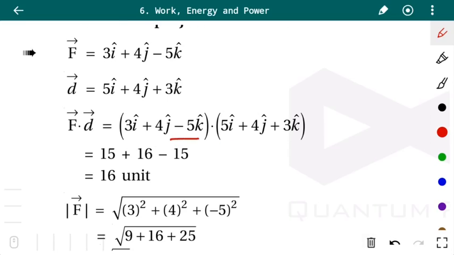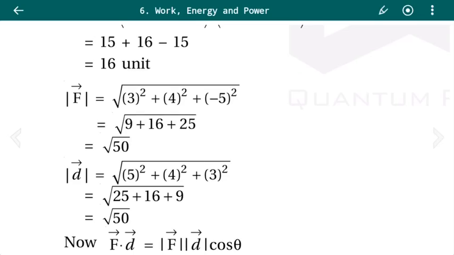Now taking minus 5k into 5i, that will be 0 because k dot i is 0. Minus 5k into 4j will again be 0 because k dot j is 0. And taking minus 5k into 3k, that is minus 15, because here k dot k will be 1. So what we get is 15 plus 16 minus 15. Here this gets cancelled out. We will be having 16 units.